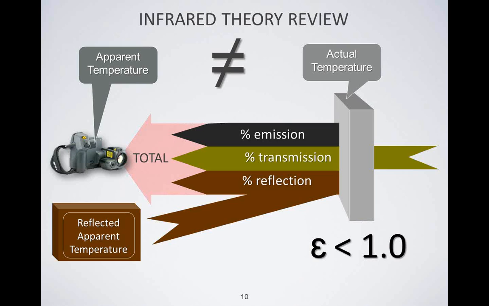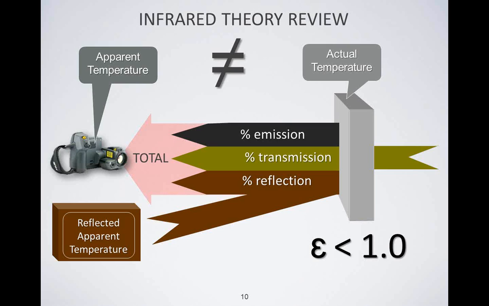Transmitted radiation... Reflected radiation comes from a source in front of the target that reflects off the target surface, like seeing your image reflected off the surface of a mirror. The temperature associated with the reflected radiation is known as the reflected apparent temperature. It is also known as T reflected or T background.